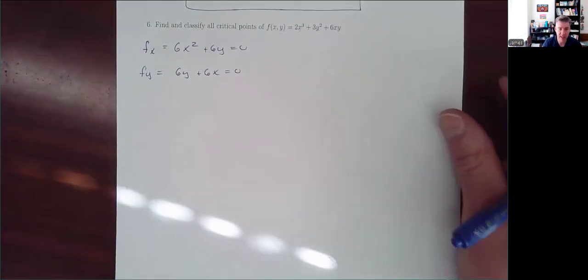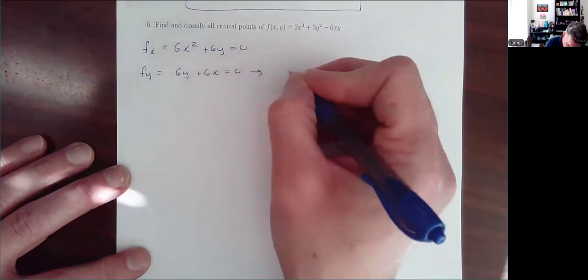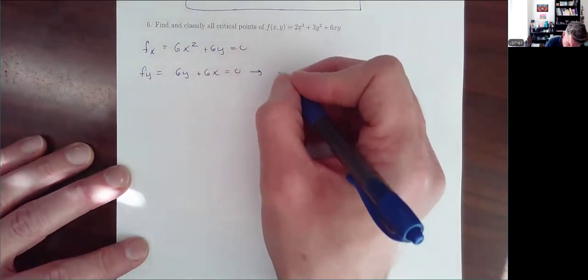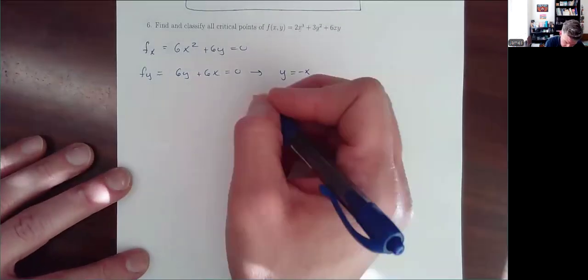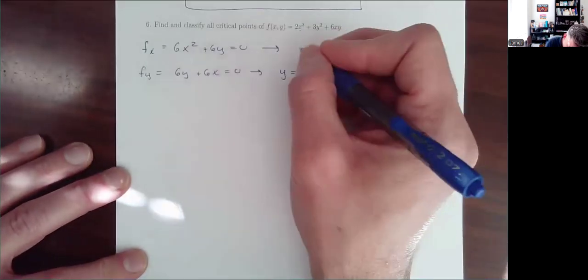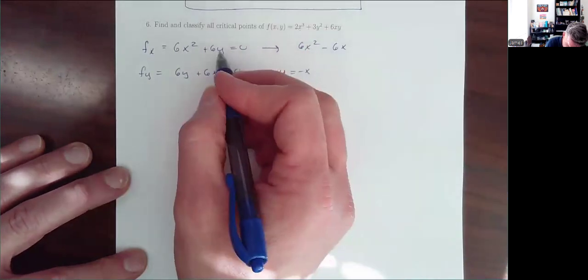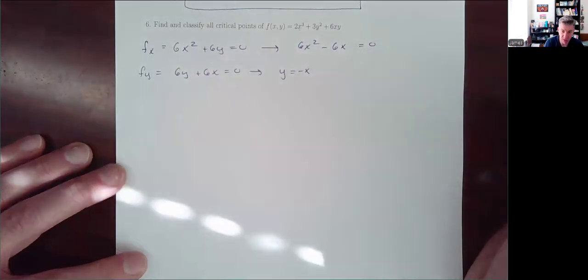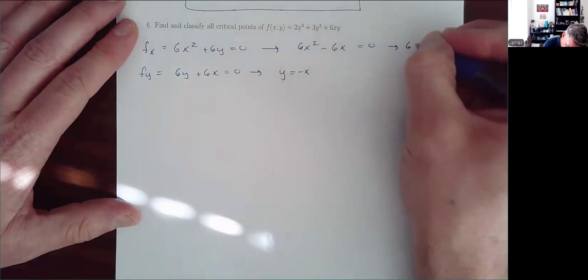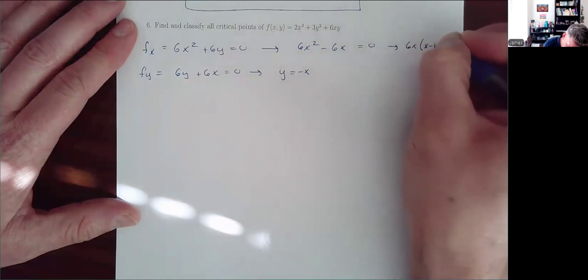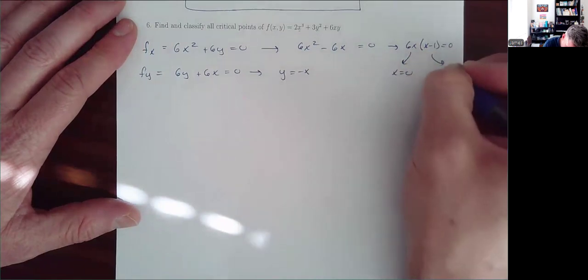I'm going to try and deal with the easier equation. So I'm going to use this equation. I'm going to get 6y equal to -6x, or just y equal to -x. And I'm going to plug that in up here and get 6x squared minus 6x, plugging in -x for y, equal to 0. You don't want to divide both sides by x, you want to factor out an x. So I'm going to factor out a 6x and get 6x times x minus 1 equals 0. So I either get x equal to 0 or x equal to 1.